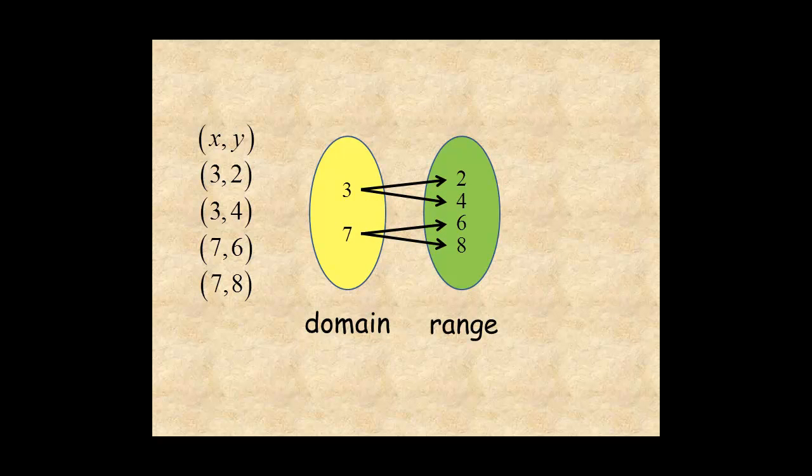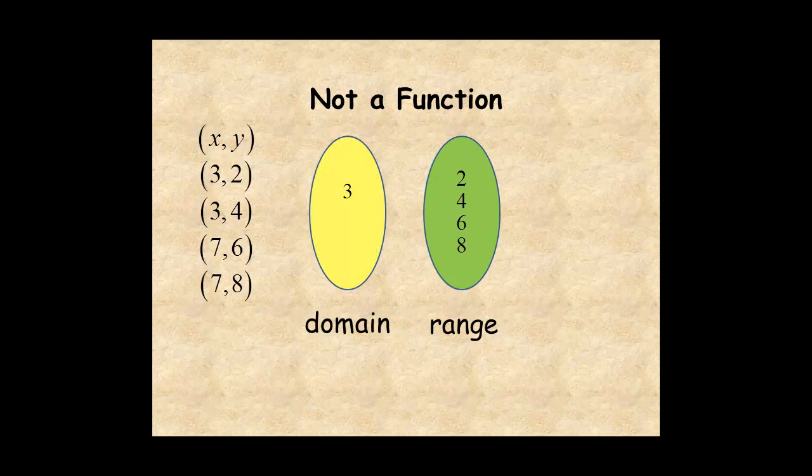A relation is not a function when elements of the domain map to more than one element in the range. For this example, the element 3 in the domain maps to two elements in the range. It's very important to understand when a relation is not a function.